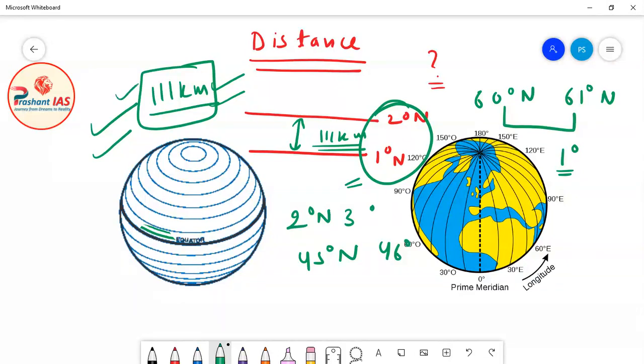So what is the approximate distance between two consecutive latitudes? And friends, I am again and again emphasizing the word consecutive. Consecutive means they are one after one. For example, 1 degree 2 degree, 2 degree 3 degree, 3 degree 4 degree, 5 degree 6 degree, 8 degree 9 degree, means the difference between them is only 1 degree. So the distance between two consecutive latitudes is 111 kilometers.